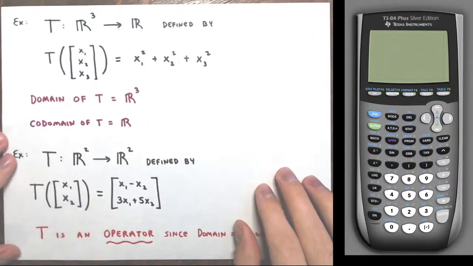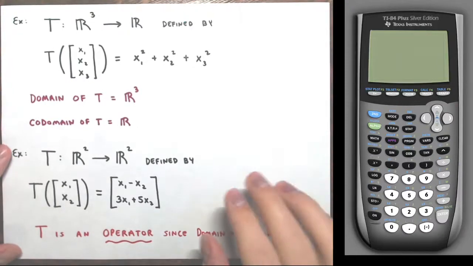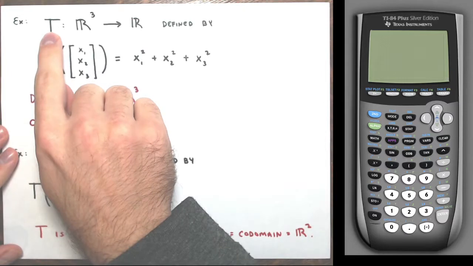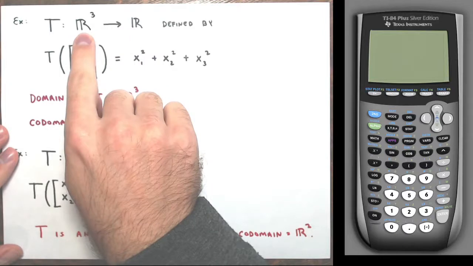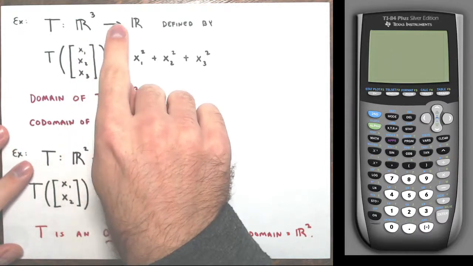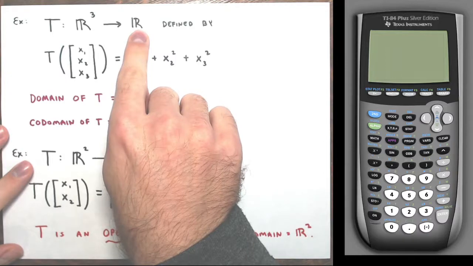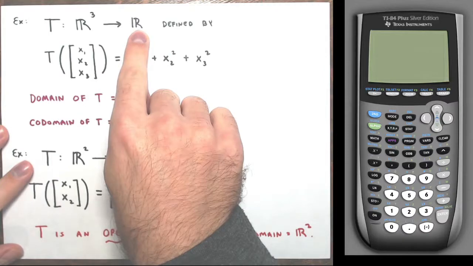I've got an example written out on the next page where I use these words: domain, codomain, and operator. Here's another example of a nice rule, a transformation. Say T from R3 to R. My inputs are vectors from R3, and the codomain, where the outputs are coming from, is just the real numbers. You could say vectors with 1 component, but a vector with 1 component is really just a real number in this case.